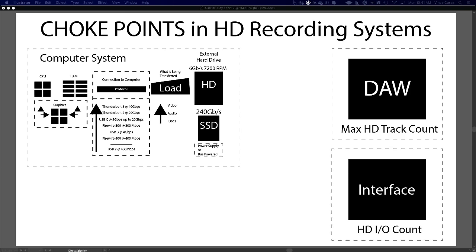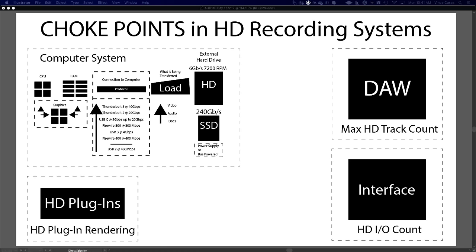Next, another big piece is the interface. Now, if we're only mixing or editing, our interface will only really be required to be able to operate at the HD levels, and it might not need much of an input-output count in order to really do that. So a simple two-track in, two-track out would be enough. But typically, if we're recording at these levels, we also need to make sure we have enough track count going in and out.